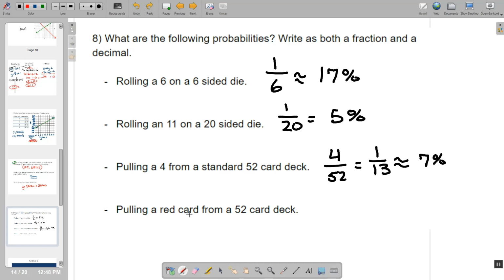And finally, pulling a red card from a 52 card deck. Well, there are 13 red diamonds, and there are 13 red hearts, which gives us a total of 26 out of 52 red cards, which is equal to a half, which is equal to exactly 50%, as my friend 50 Cent would say.